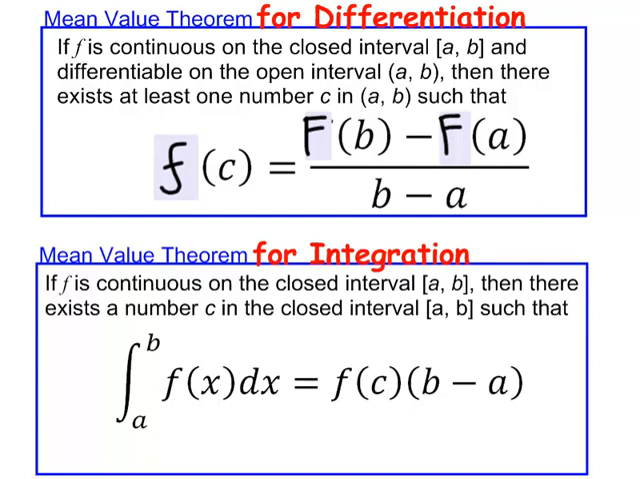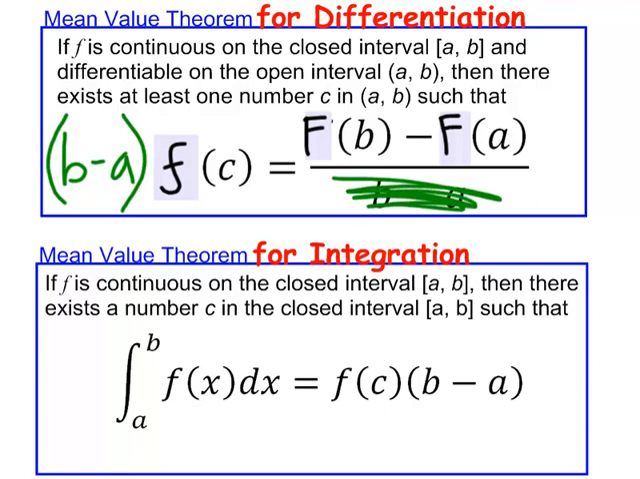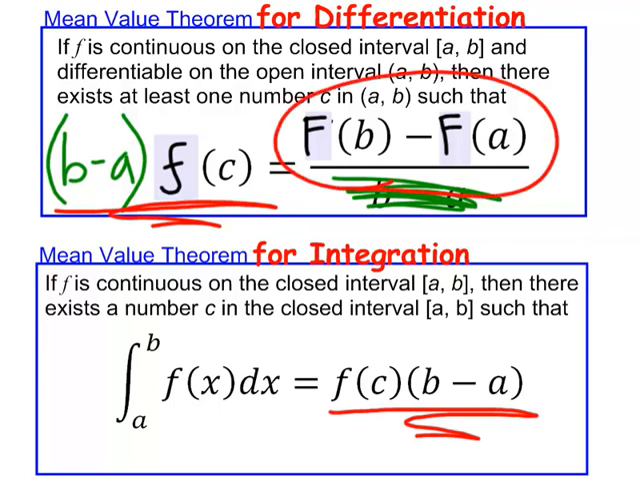And then if I were to multiply the b minus a denominator over to the left side of the equation, I would still have a true statement. And now let's compare these two different versions of the mean value theorem. Notice that the left side of the mean value theorem for differentiation now equals the right side of the MVT for integration. And of course that means that this quantity over here must equal this quantity over here.